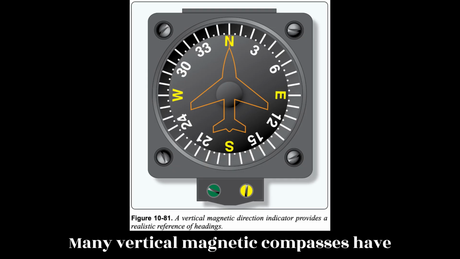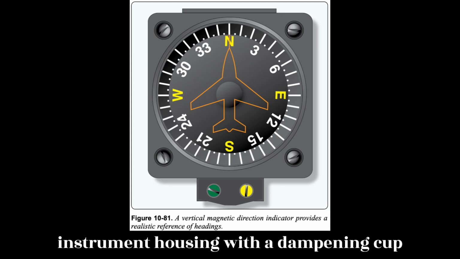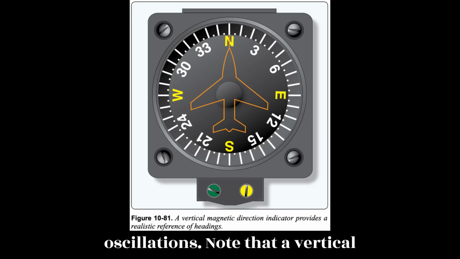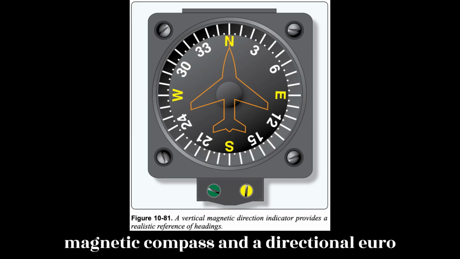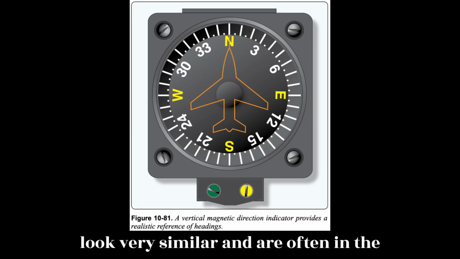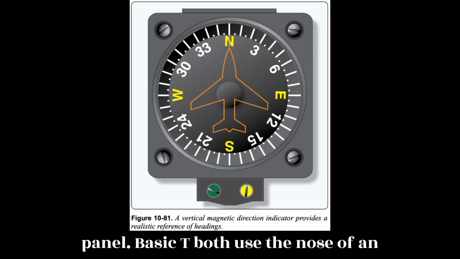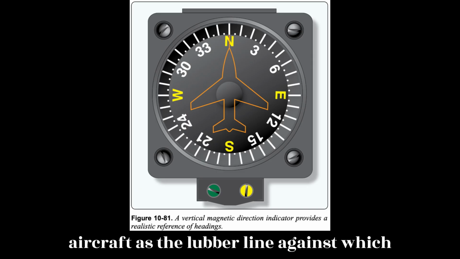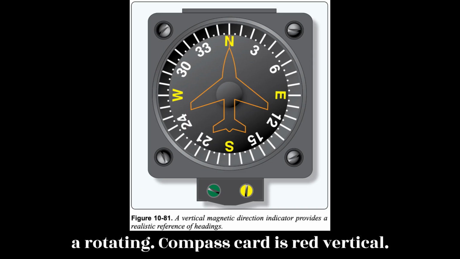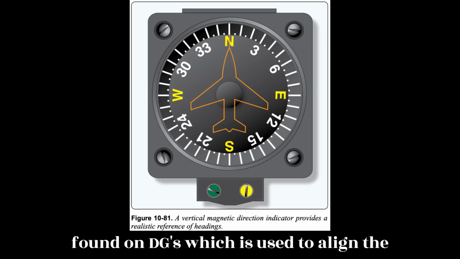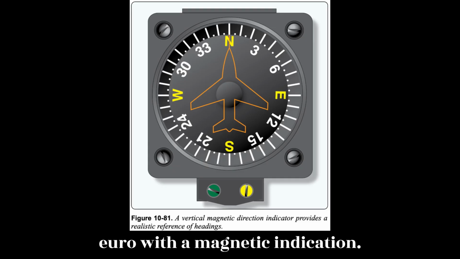Many vertical magnetic compasses have also replaced the liquid-filled instrument housing with a dampening cup that uses eddy currents to dampen oscillations. Note that a vertical magnetic compass and a directional gyro look very similar and are often in the lower center position of the instrument panel basic T. Both use the nose of an aircraft as the lubber line against which a rotating compass card is read. Vertical magnetic compasses are characterized by the absence of the hand adjustment knob found on DGs, which is used to align the gyro with a magnetic indication.